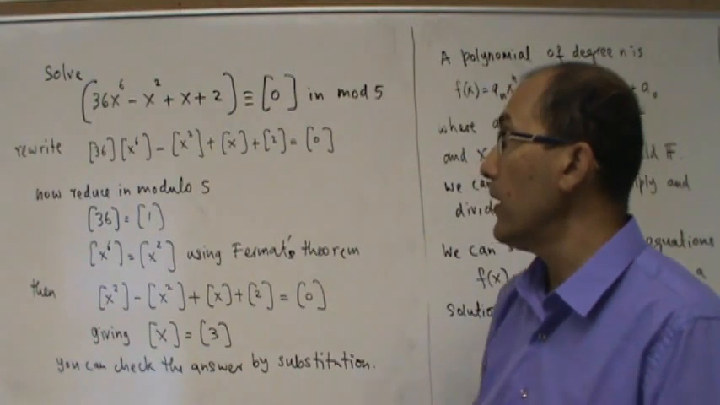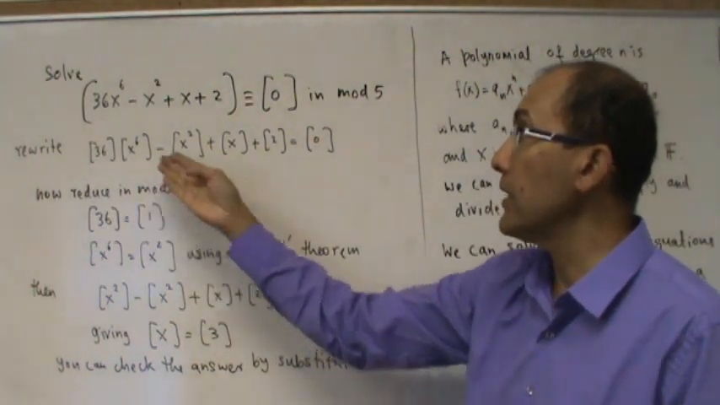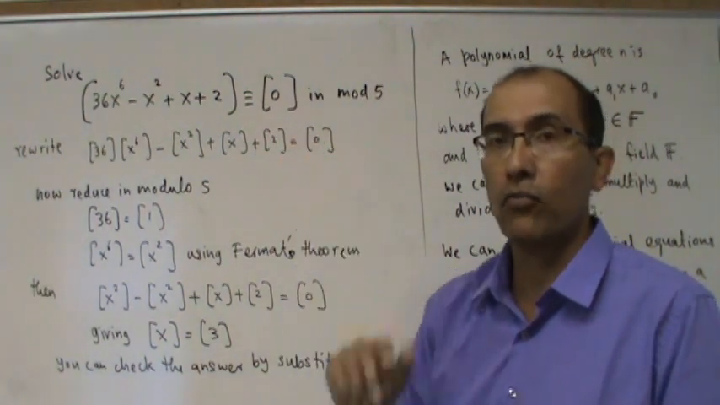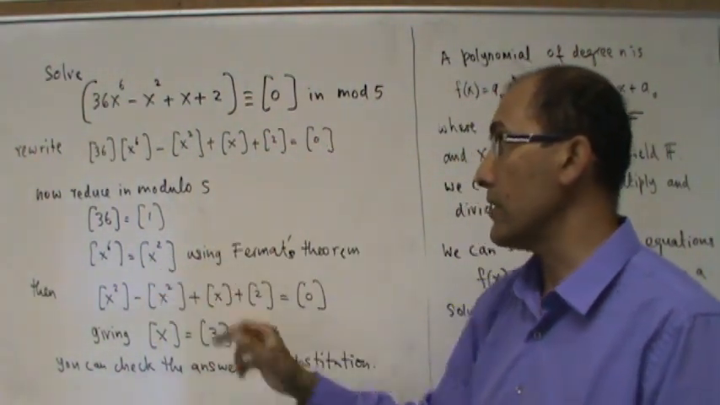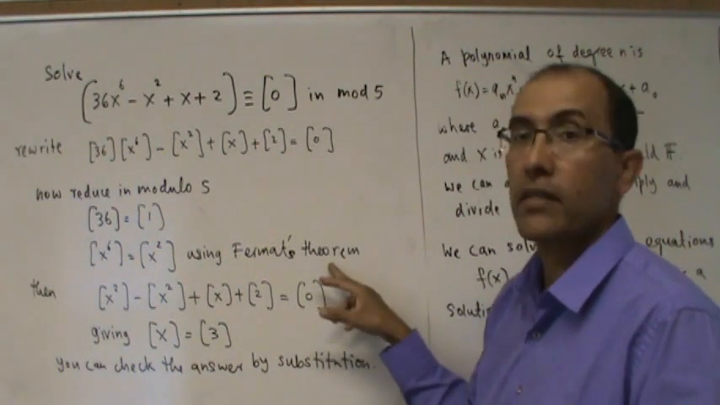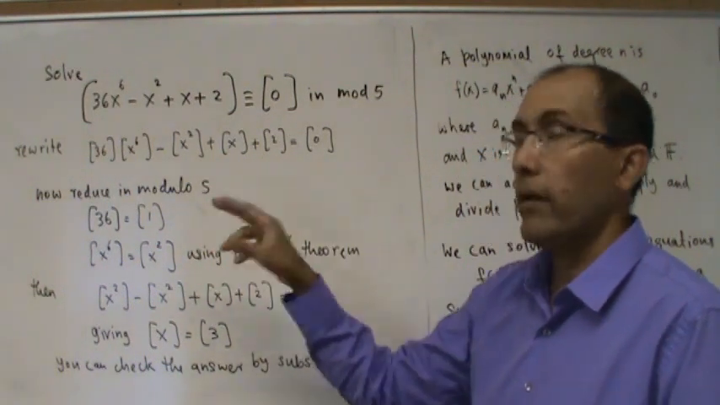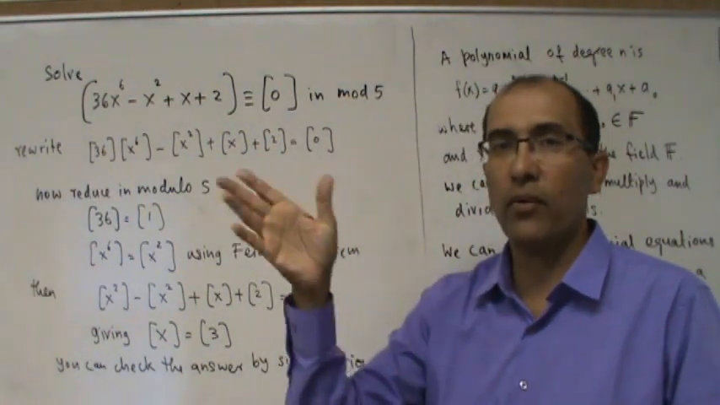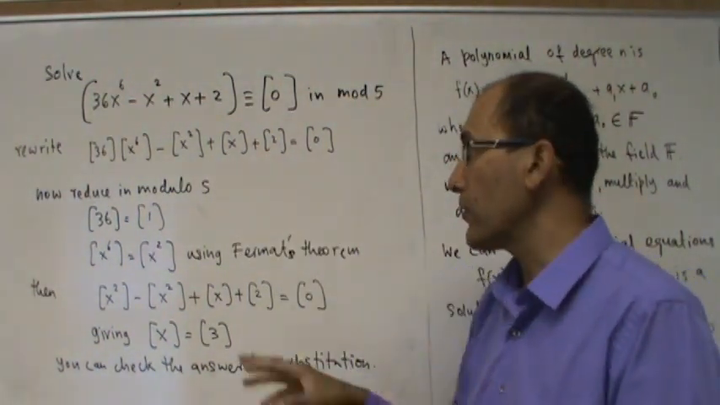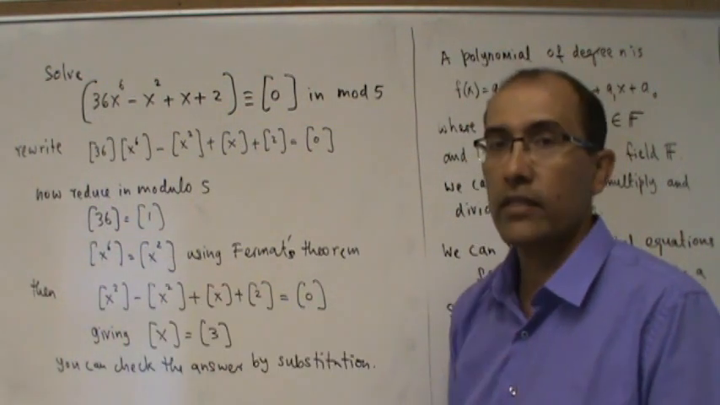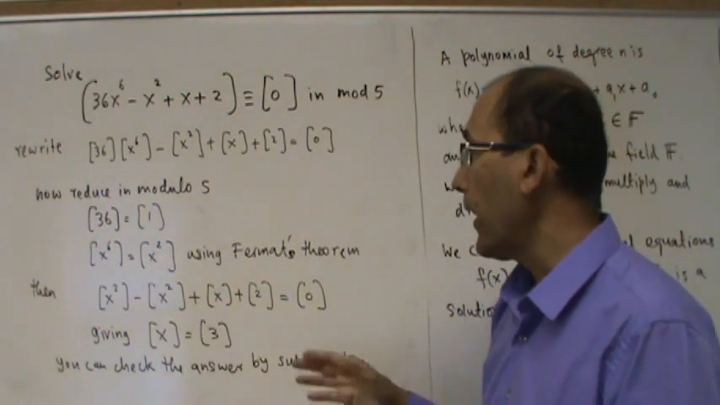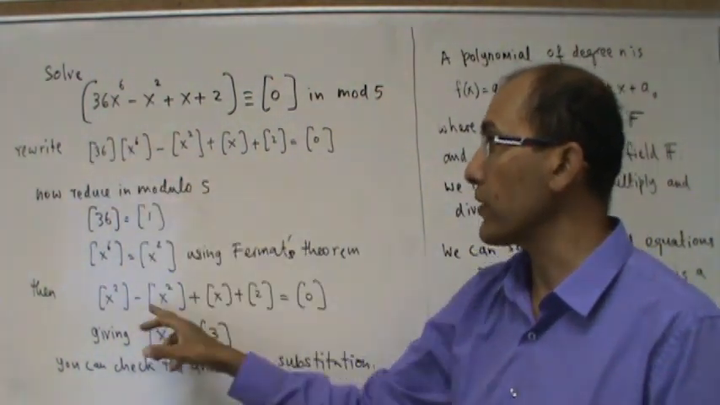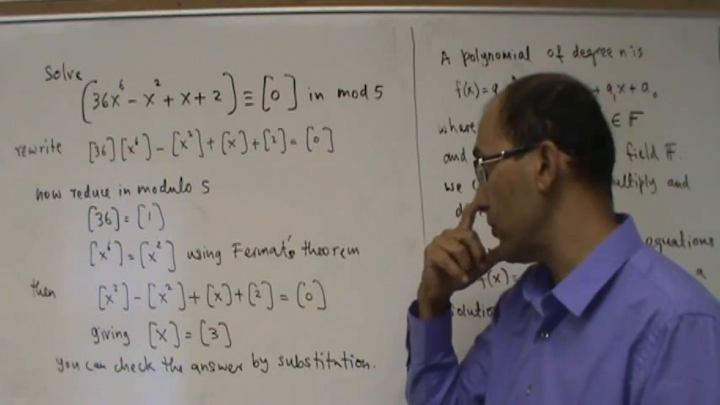this is easier. Now I can reduce these things. 36 is equal to 1 because it's 35 plus 1, and x to the 6 is equal to x squared using Fermat's theorem, because Fermat's theorem, if you remember, said that a to the p minus 1 is equivalent to 1. So x to the 4 is 1, so x to the 6 should be x squared. And if you plug all that in now, it reduces to x squared minus x squared plus x plus 2 is 0.